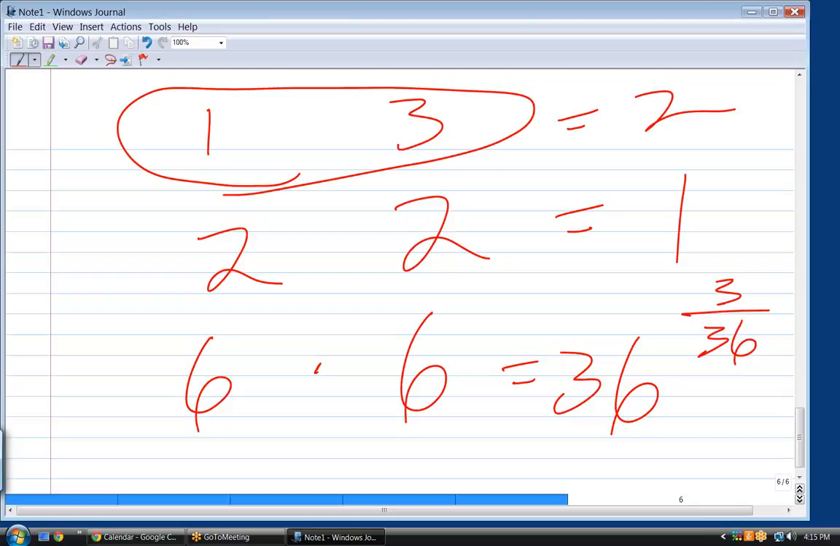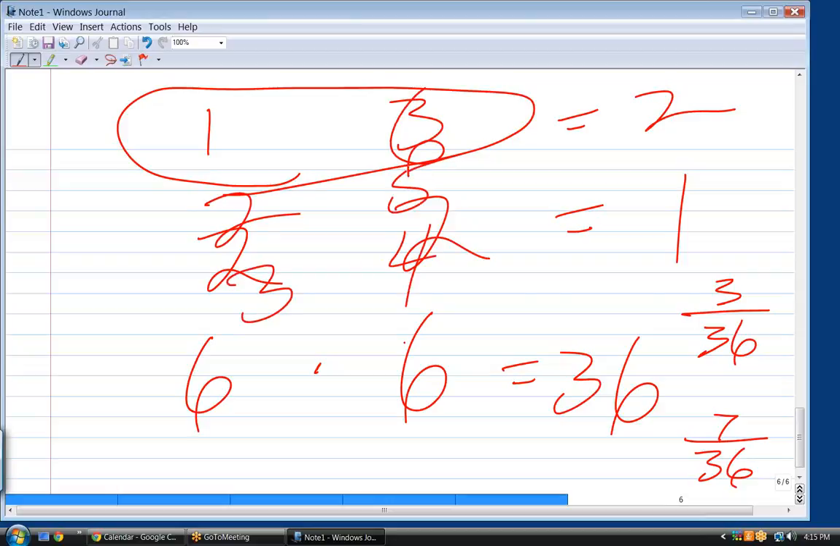As opposed to a 7, you can roll a 7 in 7/36. Not because it's 7, but you can get a 7 with a 1 and a 6, a 2 and a 5, a 3 and a 4. Which means there are 6 ways to roll a 7, not 7.